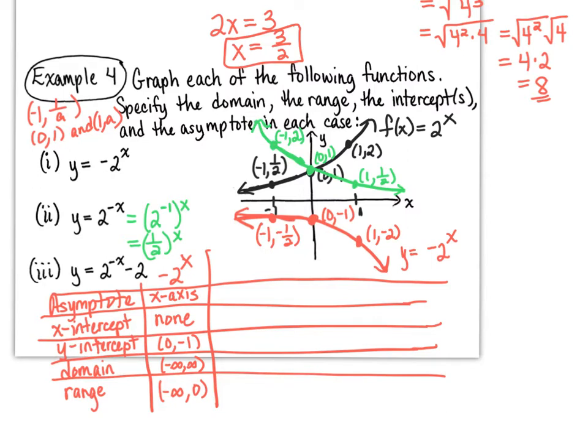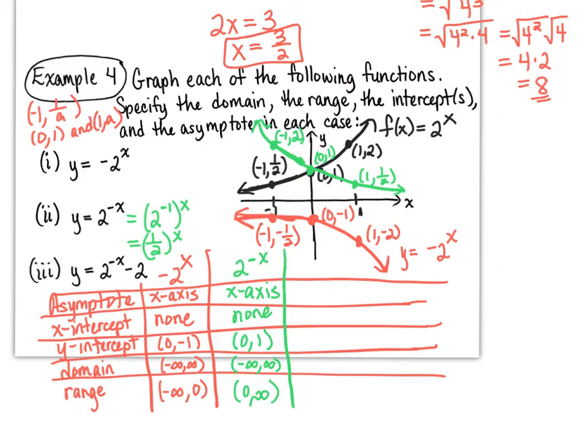Let's identify that for 2 raised to the -x. What's your asymptote? The x-axis. X-intercept? None. Y-intercept? 0, 1. Domain? Provide it in interval notation, and instead of just saying 1 for the intercept, provide the point. Range? 0 to infinity. Good.